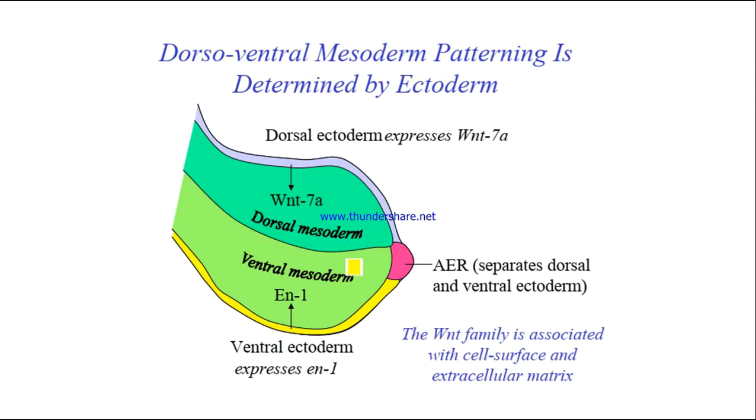So we can just see this in a schematic. The dorsoventral mesoderm pattern is determined by the ectoderm, and here we can see the dorsal ectoderm expresses WNT7A. So we have the dorsal ectoderm expressing WNT7A, the ventral ectoderm expresses EN1, and then we have the AER which separates the dorsal and ventral ectoderm. The WNT family is associated with the cell surface and the extracellular matrix, which is going to be very important.